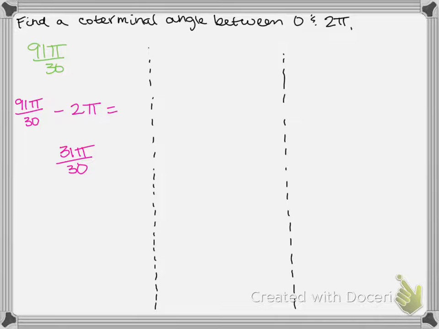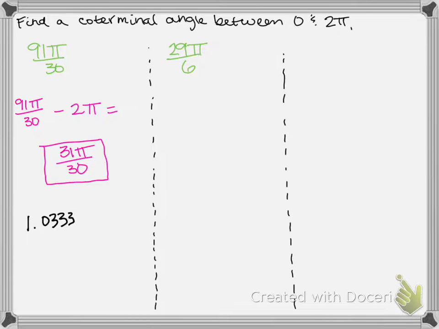How do I know if that's where I stop? Well, I want my answer to be between 0 and 2 pi. So put the fraction without the pi. Put 31 over 30 in your calculator and hit enter. When you hit enter, you should get 1.0333 repeating. Okay? Is that number between 0 and 2? Yes, it is. So that's your final answer. 31 pi over 30. Not the decimal. The fraction is your final answer. All right, let's try another one.